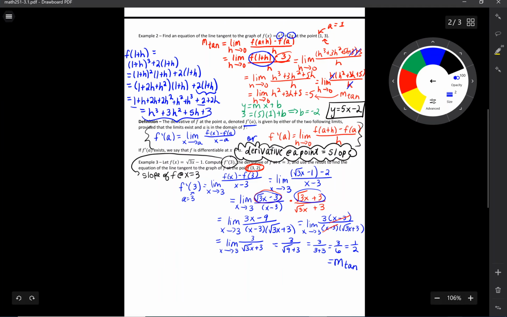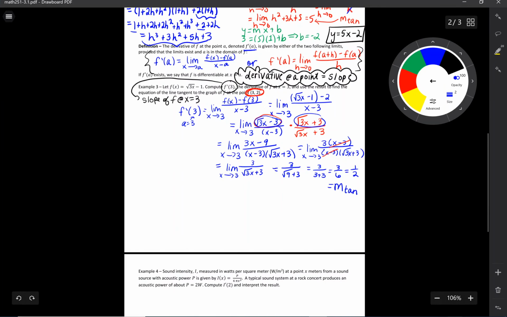And now we want to find the intercept of this. So I want the slope-intercept form, so I want to plug into y equals mx plus b. I have my y point, it is 2. My slope I just found to be 1/2. My x value is 3, plus b. So I get 2 equals 3/2 plus b. So b equals 1/2. And my tangent line is equal to y equals 1/2 x plus 1/2.